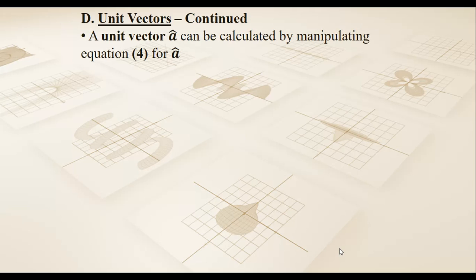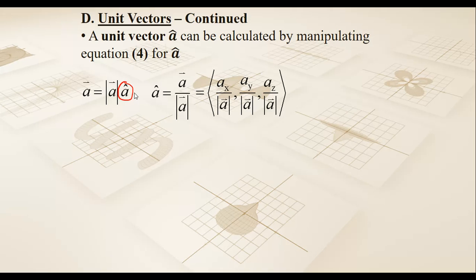Now, let's say that we want to calculate the value of a unit vector, and we can do that by manipulating this equation. So this equation is: the vector A is equal to the magnitude of vector A times the unit vector A. I just realized I said A a lot of times. Okay, I want to get the unit vector isolated, so get A hat by itself. Divide both sides by the magnitude of vector A, and you'd have A hat equal to the vector A divided by the magnitude of vector A.